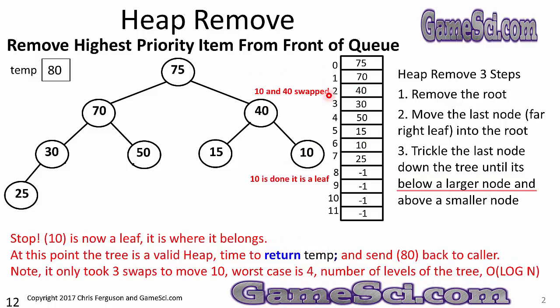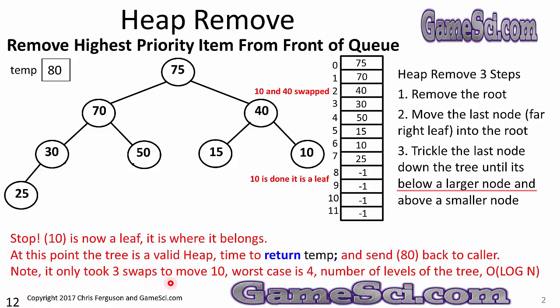10 and 40 just swapped. 10 is done. It's now in a leaf level. I'm finishing or completing the trickle down of 10. Stop. 10 is now a leaf. It's where it belongs. You can't trickle down farther than a leaf. At this point, the tree is a valid heap. Time to return the temp variable. Remember, all of this started when we removed 80 from the priority queue. We are completing that process now. Time to return the temp variable and send 80 back to the caller.